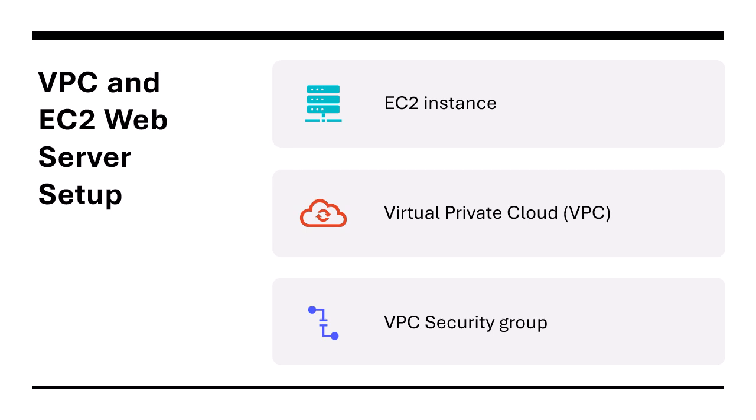So here we're going to talk about the VPC and EC2 web server setup. Really, this was three separate sections: the EC2 instance, the VPC, which stands for Virtual Private Cloud, and the VPC security group. All three of these work in conjunction with each other to bring the web server alive. So I'll go into detail on them now.